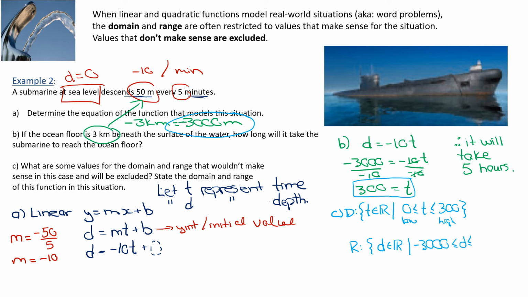And then what's the maximum d value? Well, it's 0. That's sea level, because we're assuming this submarine isn't going to shoot up above the water like some kind of movie. That would be our maximum depth, our maximum height of the submarine would be 0 meters. So that is the domain and range, and we excluded all the values that did not make sense.